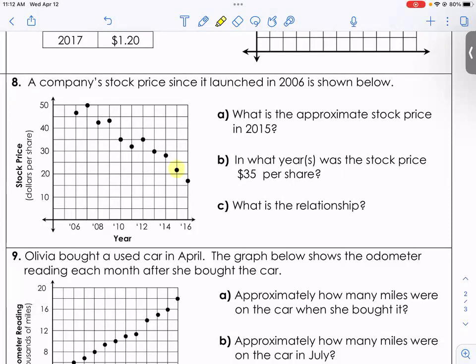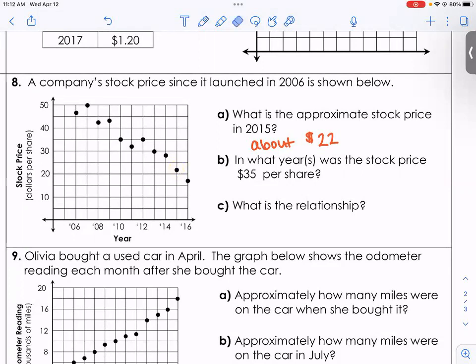I said 22. You know what, I would accept either one. About 22, about 21, I would accept either of those. I was hearing a lot of 22s and a lot of 21s. It's below.